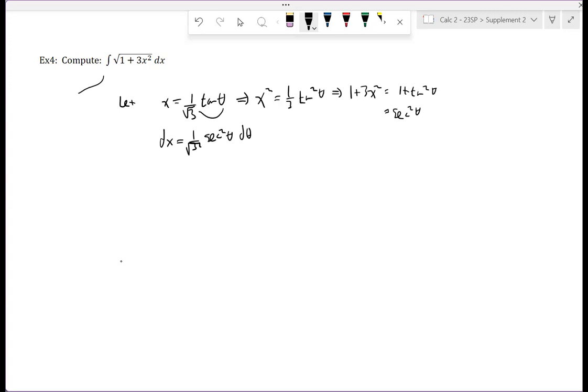And this integral then turns into what? The square root of 1 plus 3x squared turns into just the secant of theta. So we reduce that complexity. We're happy there. We have some extra complexity that came out of the dx though. So we'll have to deal with that now. 1 over root 3 secant squared theta d theta.